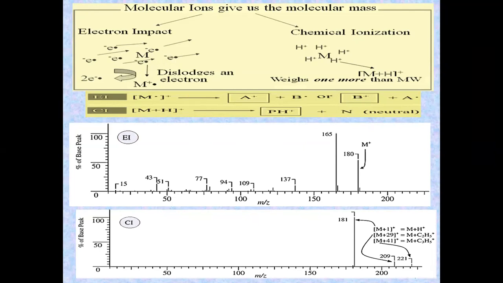Which one is more beneficial for me? If I can detect the molecular ion clearly, electron impact is more beneficial for me. But if it is complicated or so difficult to detect the molecular ion, electron impact will not be useful for me. The most useful one will be chemical ionization.